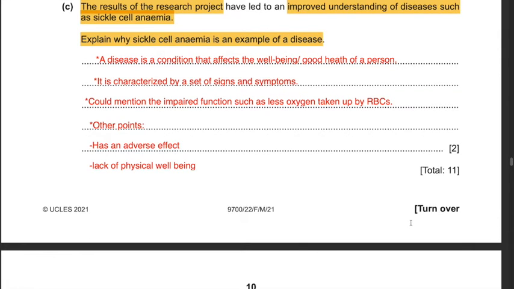You could also mention the impaired function, such as less oxygen taken up by red blood cells if a person has sickle cell anemia. Other key points are it has an adverse effect or lack of physical well-being. In order to get 2 marks, you simply have to state 2 key points, that is, a disease is a condition that affects the well-being of a person, as well as it is characterized by a set of signs and symptoms. That is enough to give you 2 marks straight away.